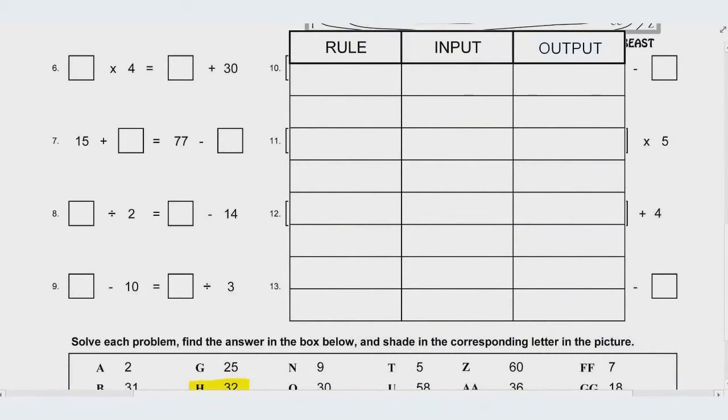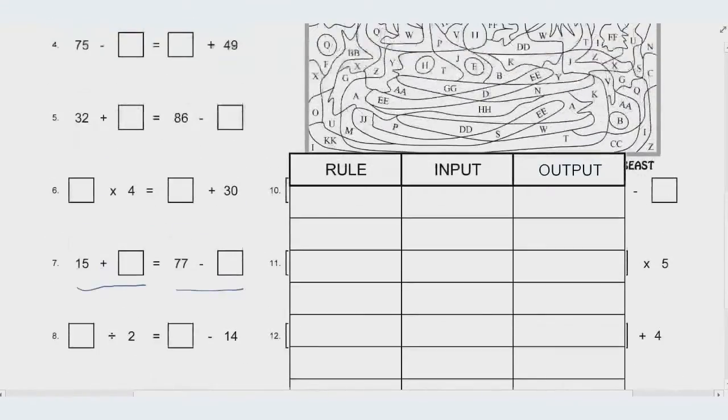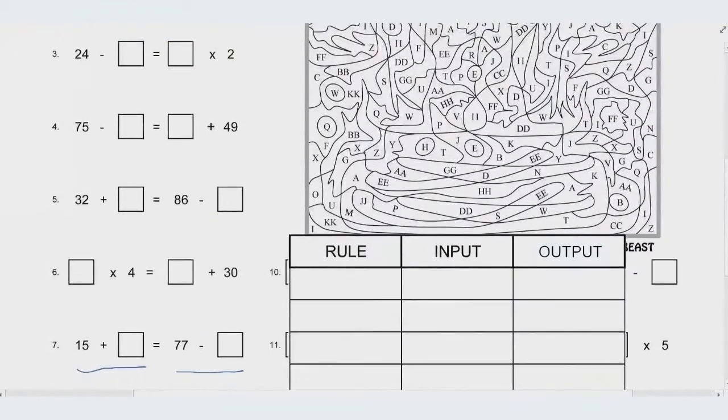Welcome back. We're looking at problems 7, 8, and 9. And problem 7 says 15 plus an empty box and 77 minus an empty box. And right now, your brain might be saying, wait a second, this looks like a problem up here. And it is. It's just like problem number 4.